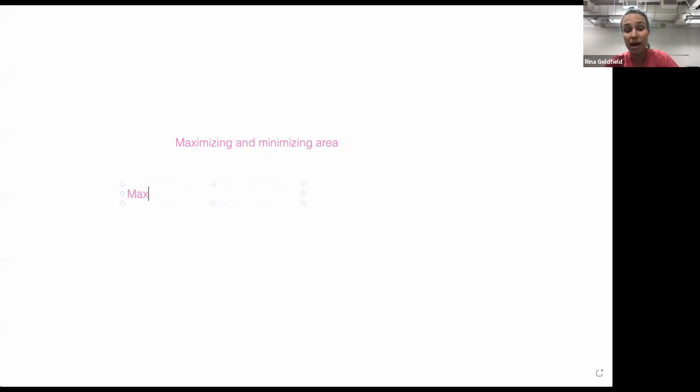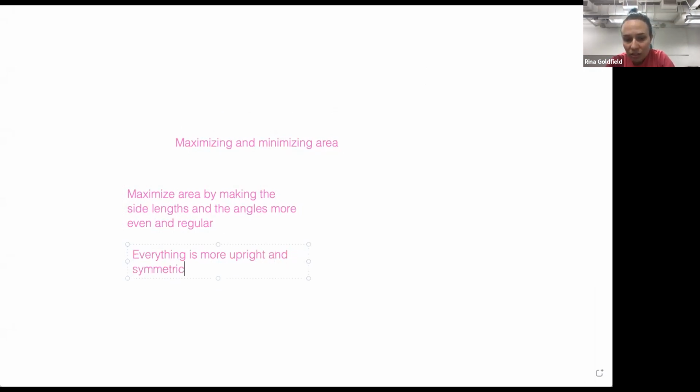area. We are going to maximize area by making the side lengths and the angles more even and regular. So that means if all my angles are even in this parallelogram, they're all going to be 90. We're nice and upright. Everything is more upright and symmetrical, right? We're going to get a nice bigger shape. It's like when you puff out that box, when you unfold it again, we've actually made the angles more even. We minimize the area by flattening.